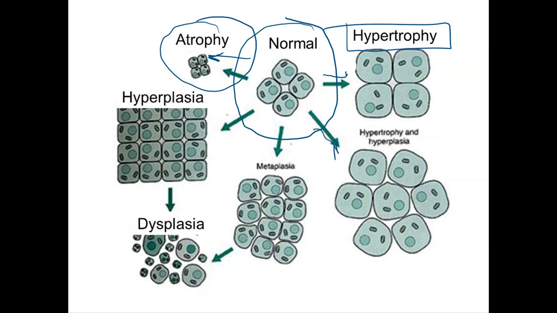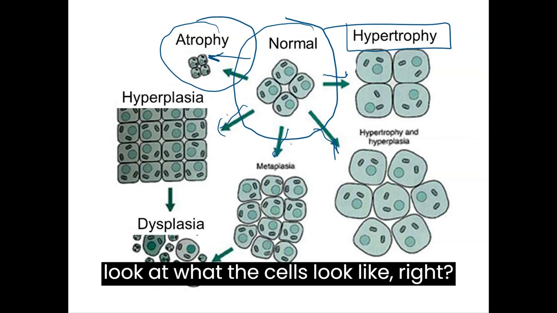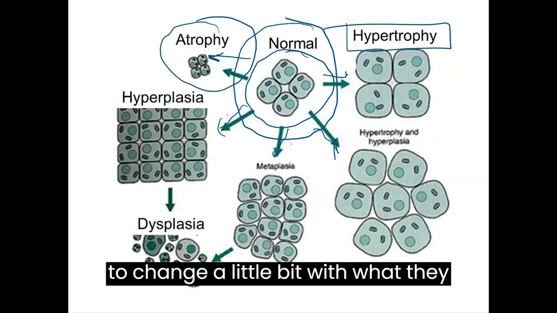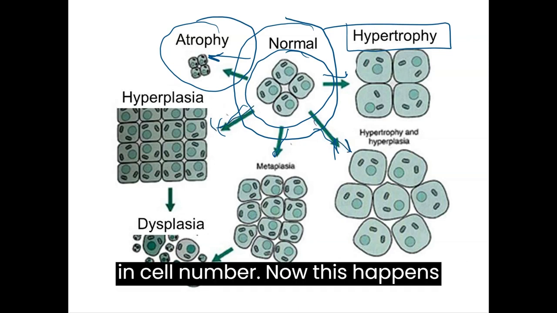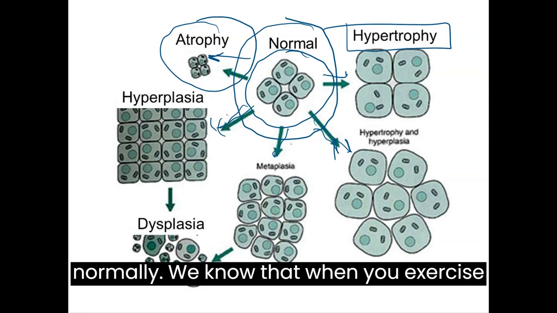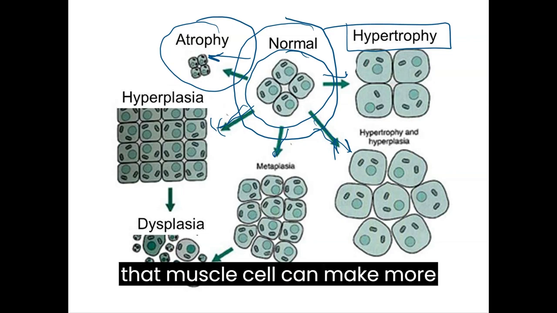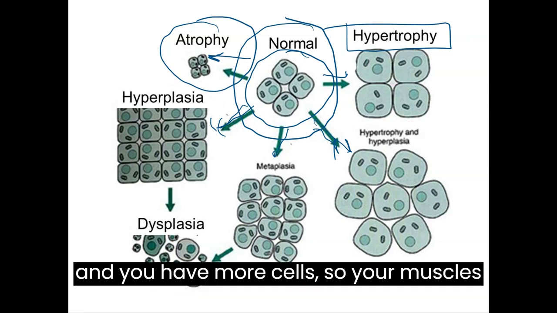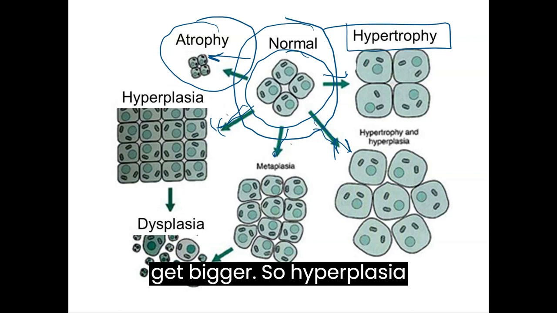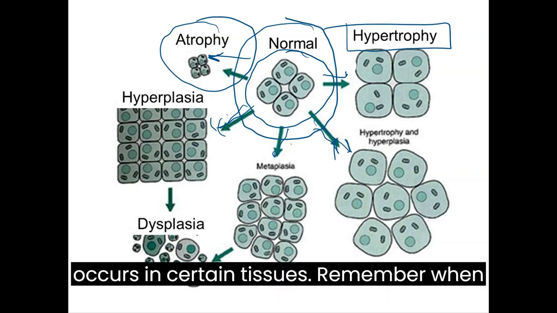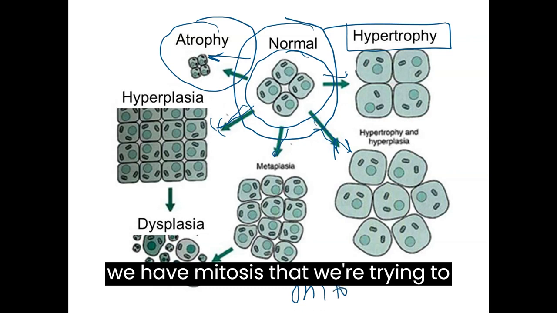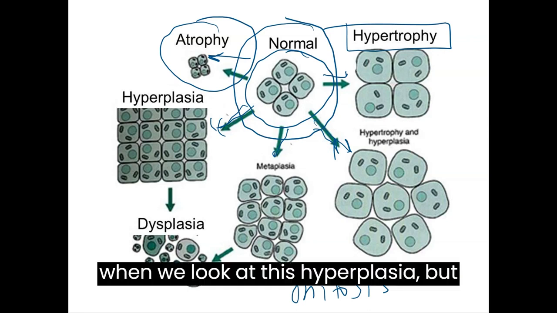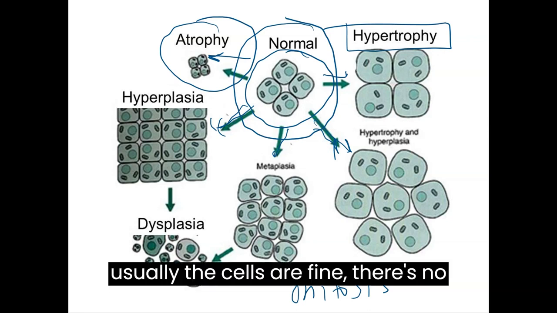Now these other ones, notice that we're looking at more cells, and look at what the cells look like. We have our normal cells, but they start to change a little bit in what they look like. So hyperplasia is an increase in cell number. This happens normally, like when muscle cells make more muscle when you exercise. You increase the size of the muscle and you have more cells, so your muscles get bigger. So hyperplasia occurs in certain tissues. Remember, with mitosis we're trying to only replace the cells that die, so we try to keep everything about the same. But usually the cells are fine, there's no issues.